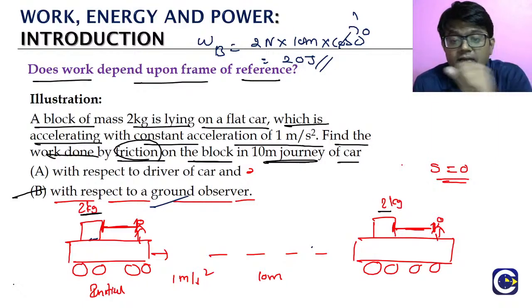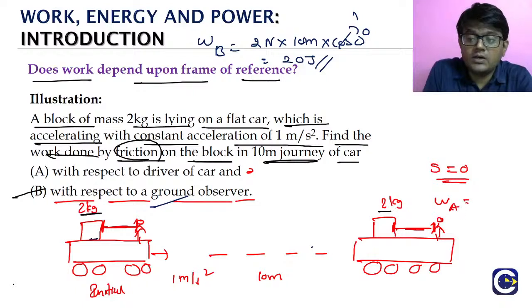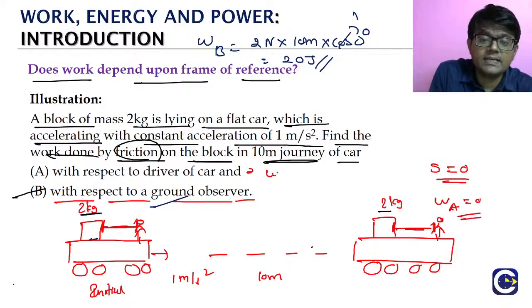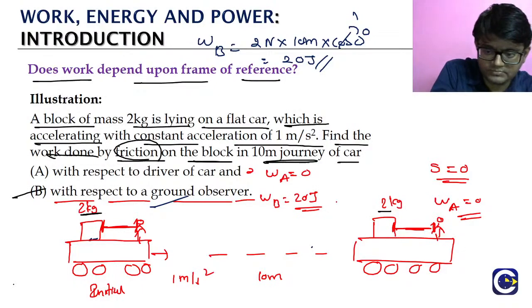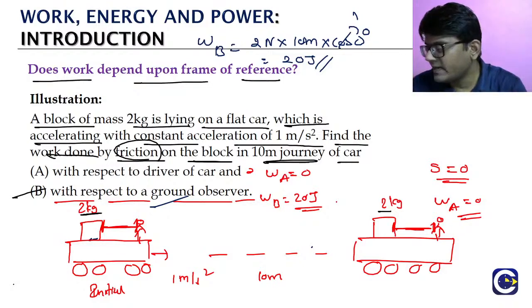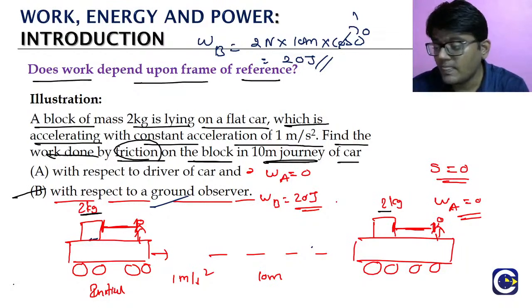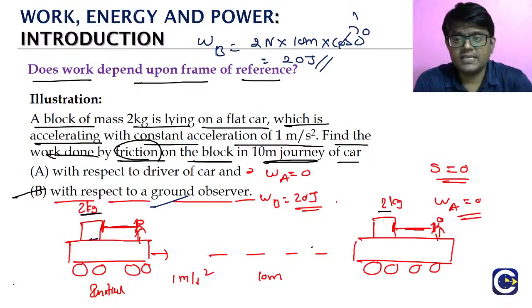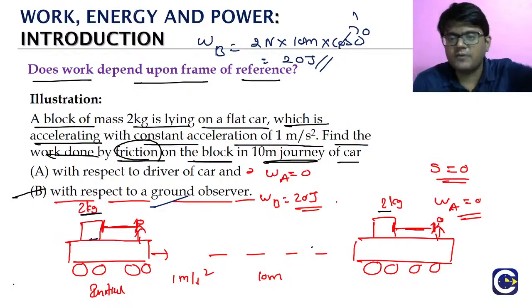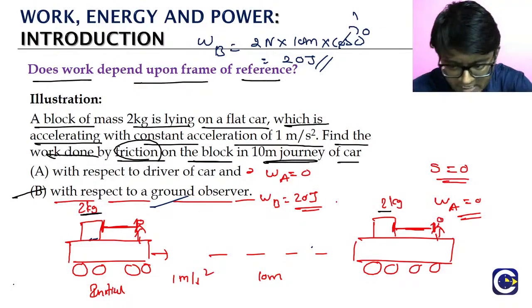So the driver of the car will not see the block having a displacement. Since the displacement is 0, the work also will be 0. So what will be the answer? The driver of the car will measure the work as 0, whereas the ground observer will measure the work as 20 joules. So you see clearly that work depends upon the observer. Work will depend upon who the observer is. That is what I am saying: work depends upon the frame of reference.